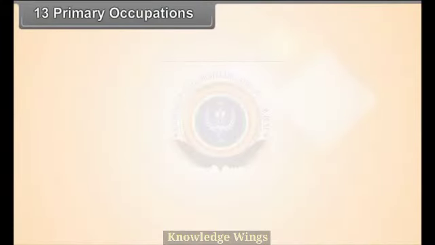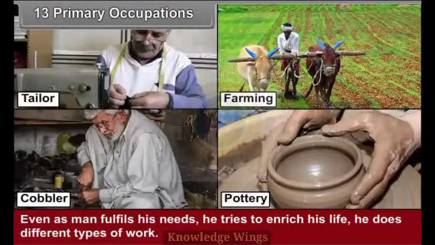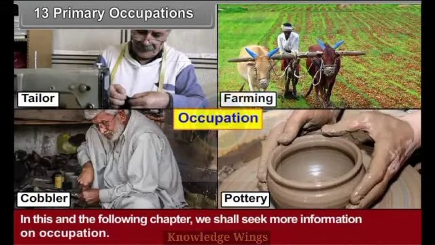Chapter 13, Primary Occupations. Even as man fulfills his needs, he tries to enrich his life. For this, he does different types of work. These are called occupations. In the 7th standard, we have obtained preliminary information about occupations. In this and the following chapter, we shall seek more information on occupations.